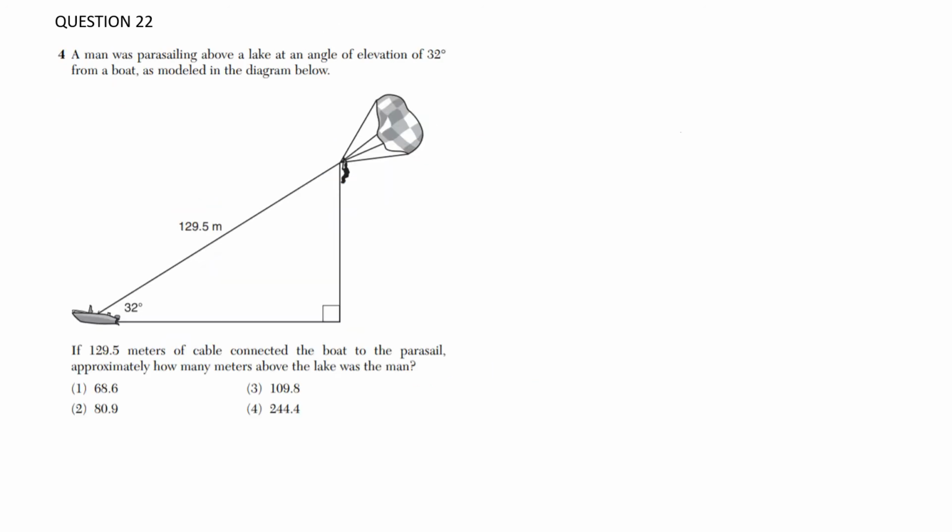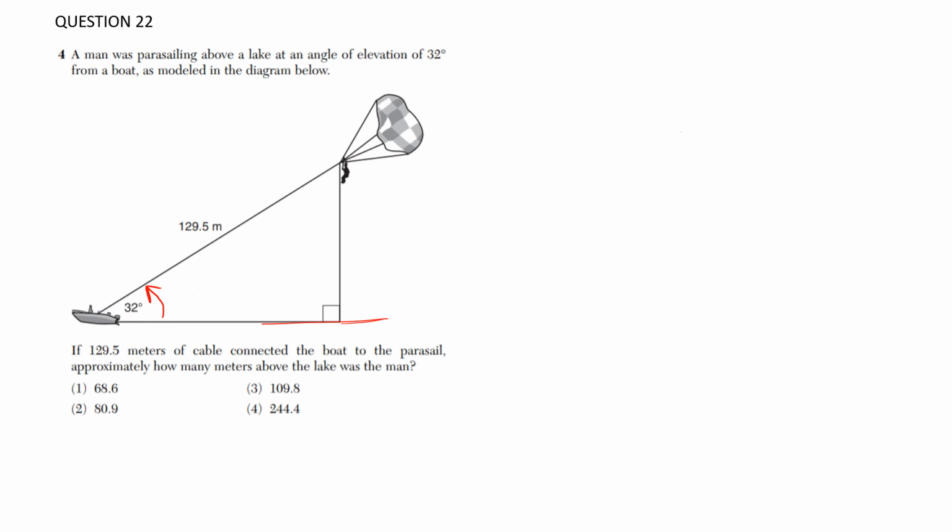Question 22. A man was parasailing above a lake at an angle of elevation. So that's this angle right here above the horizon, this flat line. Angle of elevation of 32 degrees from a boat is modeled in the diagram below. If 129.5 meters of cable connected the boat to the parasail, approximately how many meters above the lake was the man?